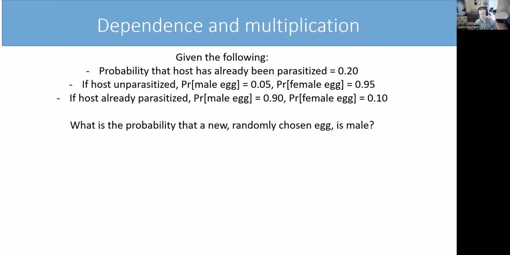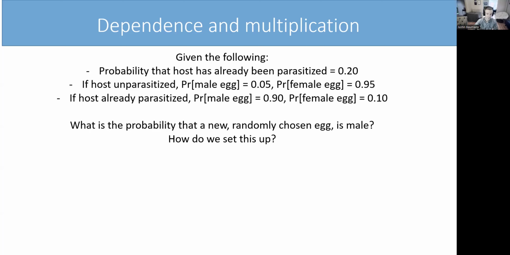This is that example of your jewel wasp. Probability that a host has already been parasitized is 20%. If the host is unparasitized, the probability of male eggs is 0.05, and probability of female eggs is 0.95. If the host is already parasitized, we change the ratio to mostly males, 90% male, 10% female. What's the probability that a new randomly chosen egg is male? How do we set this up?